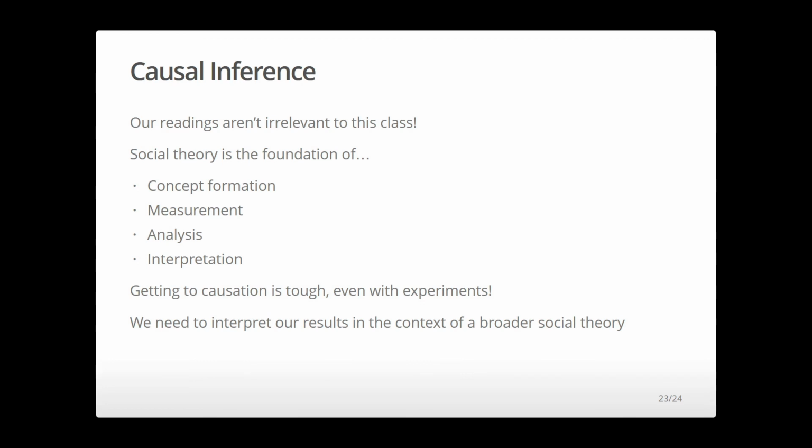Of course, there are statistical techniques that help us get to causal relationships, and if you're interested in that sort of thing, try taking a class on causal inference. But know that even when using those techniques, it's not enough to just run an experiment. You need to be able to interpret your results in the context of a broader social theory.